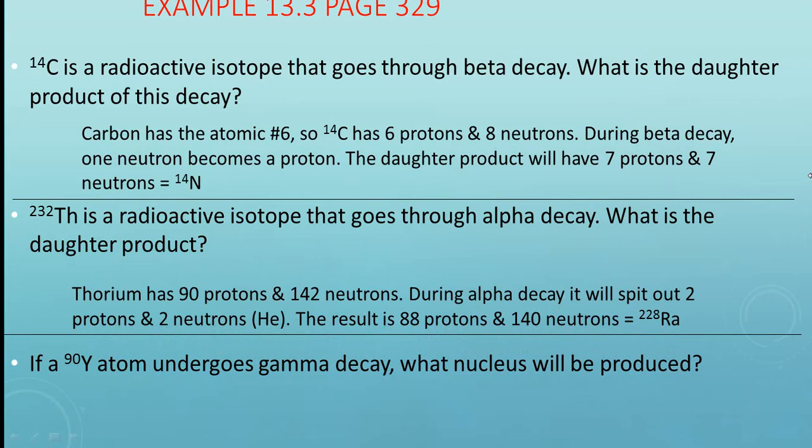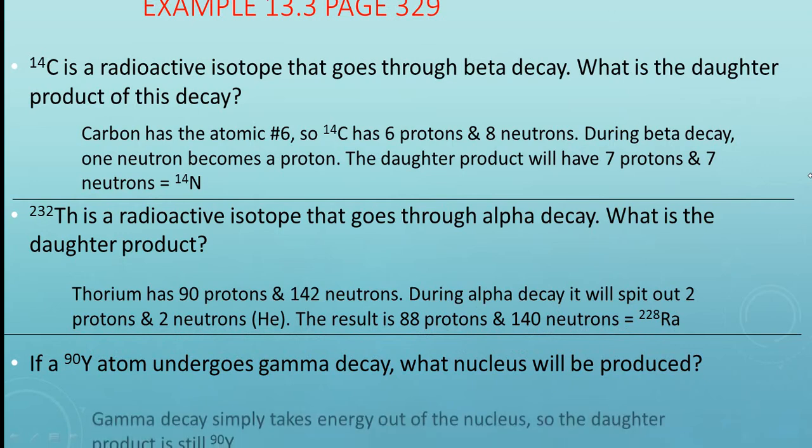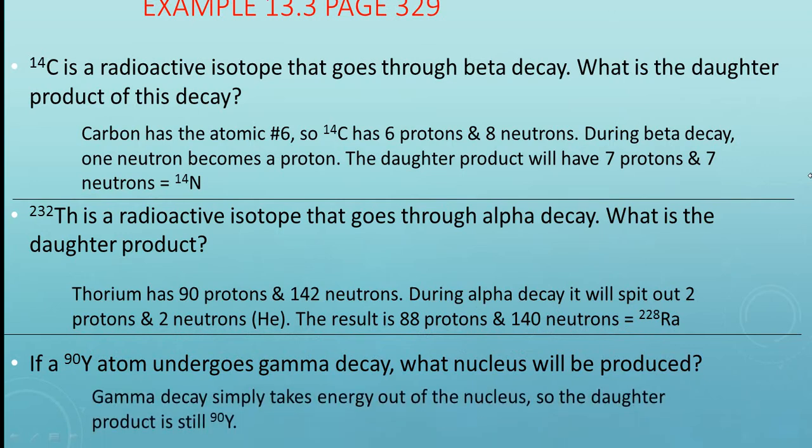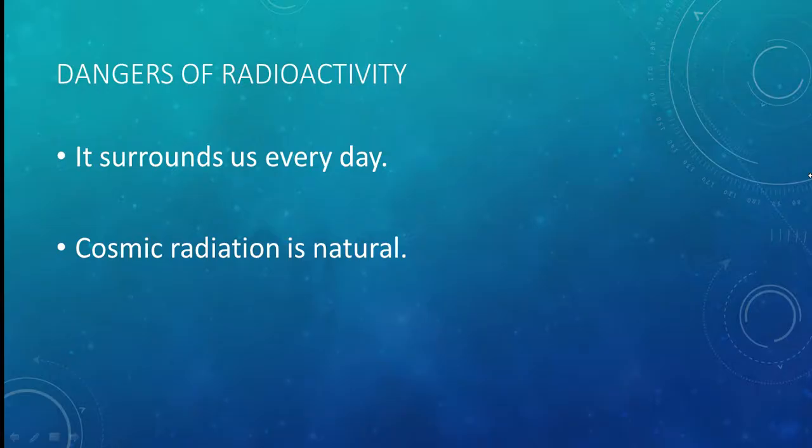So there you go. Next one, these are probably the easiest ones right here. If a Y-90 atom undergoes gamma decay, what nucleus will be produced? Okay, notice it doesn't say daughter product here. It says what nucleus will be produced. A little bit of a trick right here. Gamma decay simply takes the energy out of the nucleus, so the daughter product is still the same thing. All right, so those are the best ones. They're very easy. Okay, practice some of those. We'll have a few of those on your quiz.